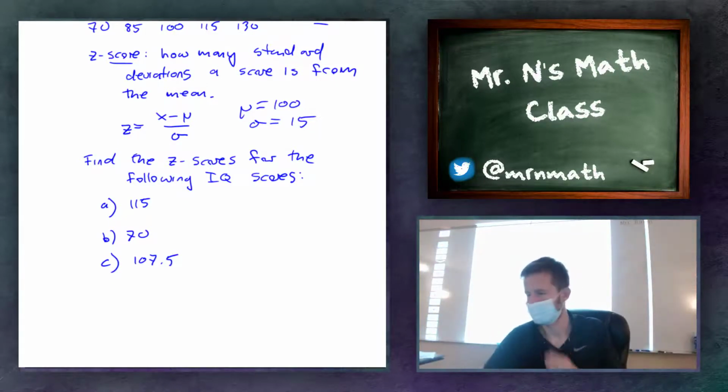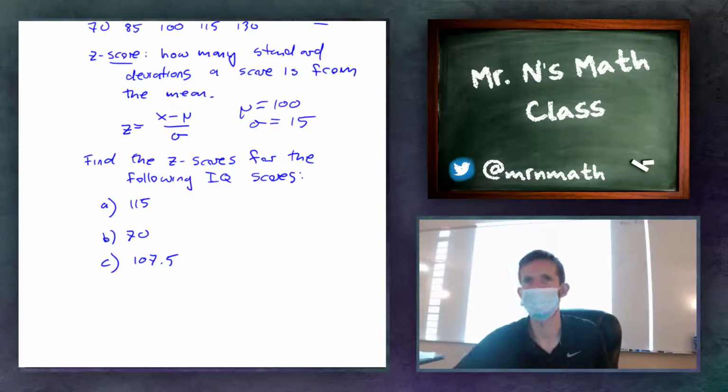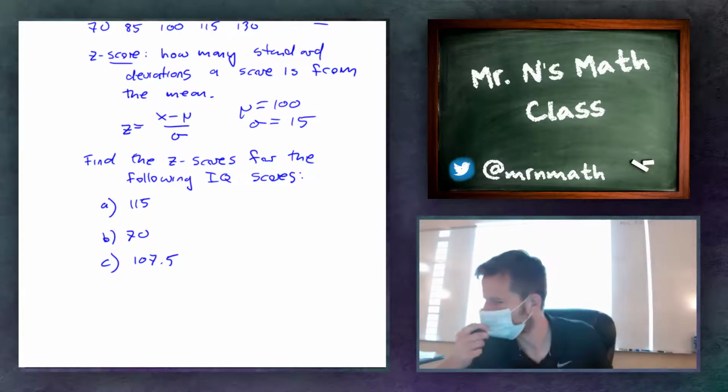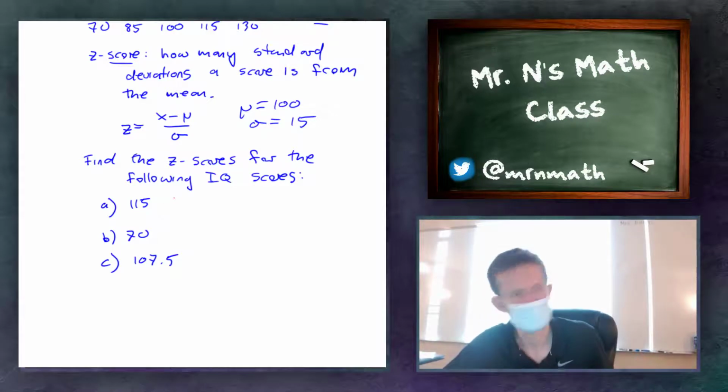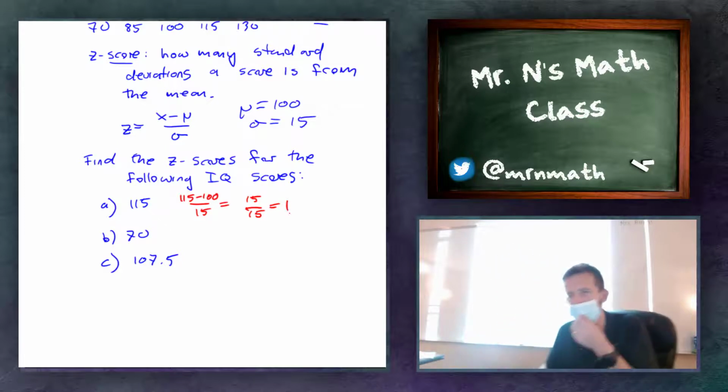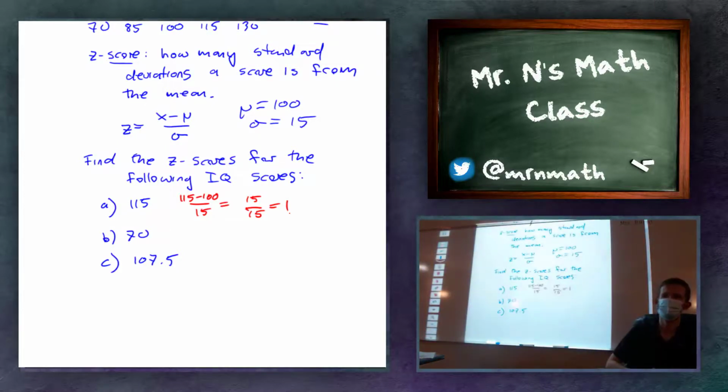All right, Boone, what'd you get for the first one? 1. So Boone got 1 for the first one? So how'd you do it? 115 minus 100 over 15. So 15 over 15 is 1. So a score of 115 means that someone is 1 standard deviation to the right of the mean. Right? 1 standard deviation to the right of the mean.